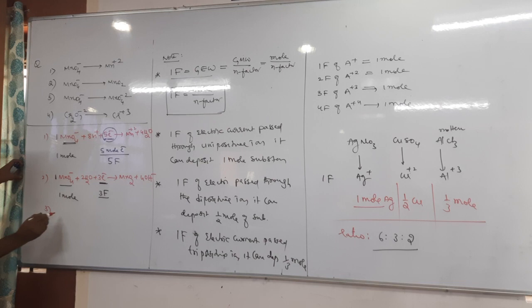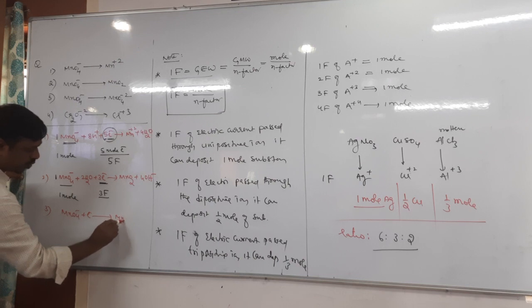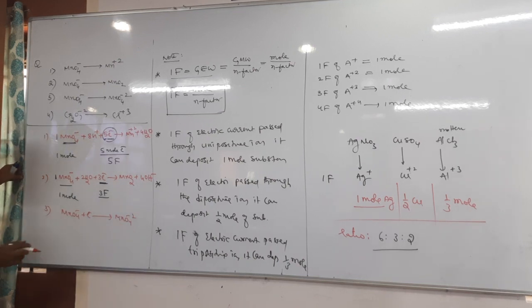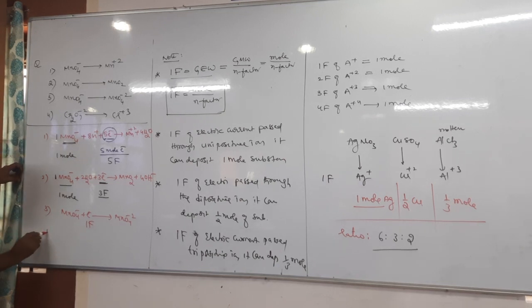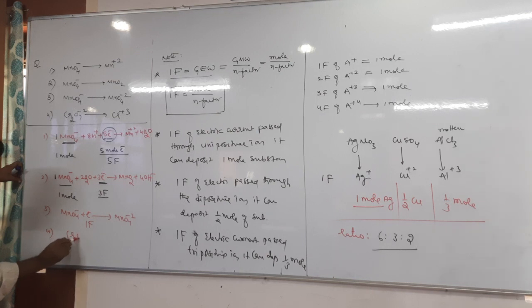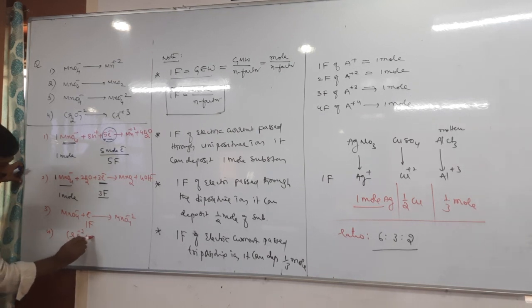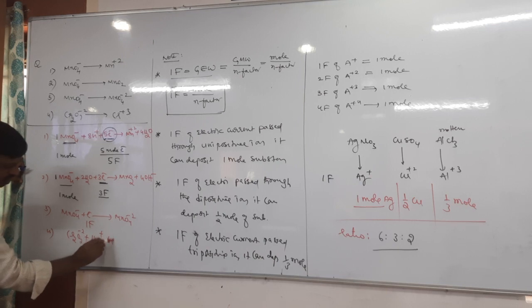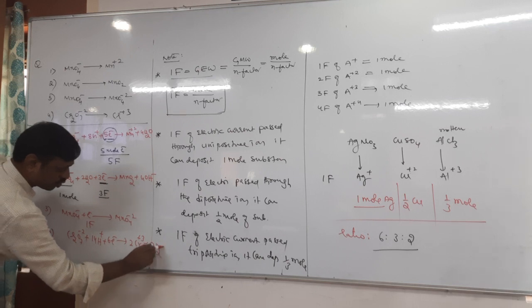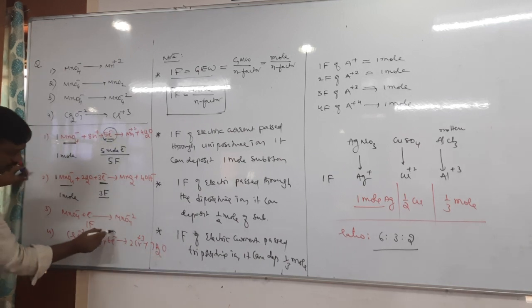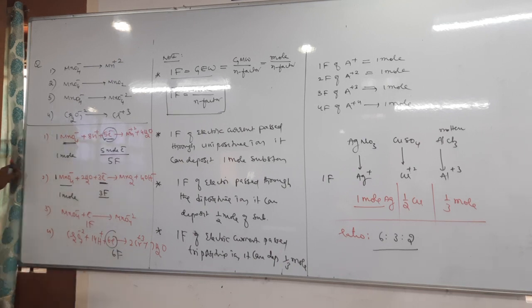Next, third one, MnO4 minus plus 1 electron converts into MnO4 minus 2. How many electrons? 1 electron. It is 1 Faraday. For this conversion, 1 Faraday is required. Next, Cr2O7 minus 2 plus 14 H plus plus 6 electrons gives rise to 2 Cr plus 3 plus 7 H2O. Therefore here 6 electrons, it becomes 6 Faraday.